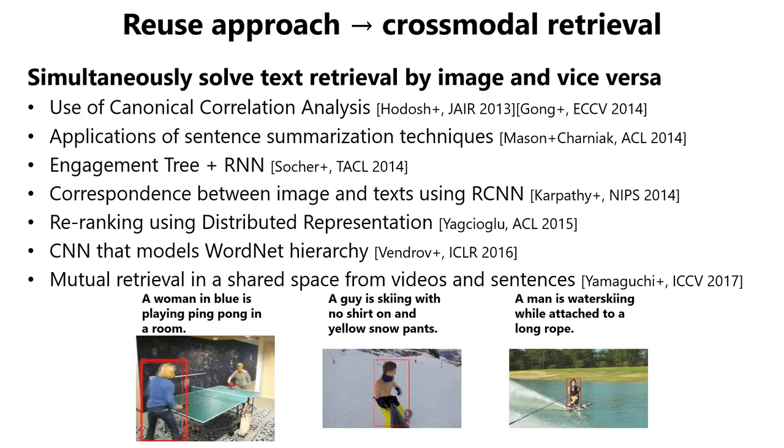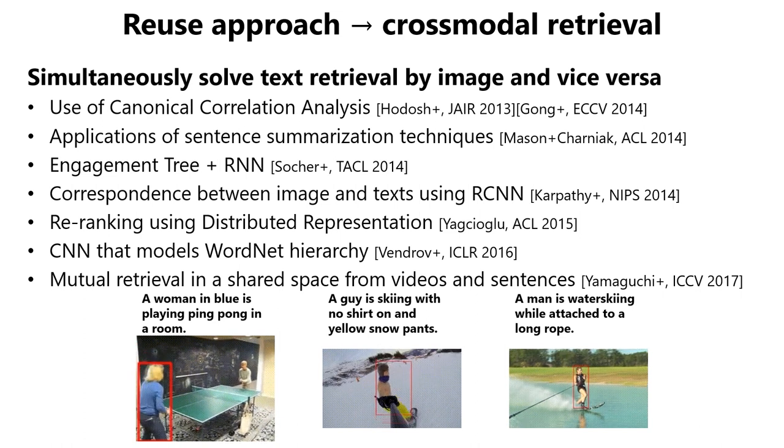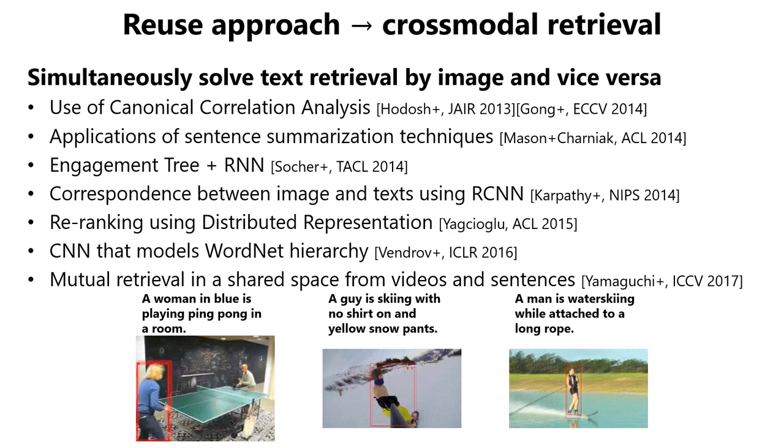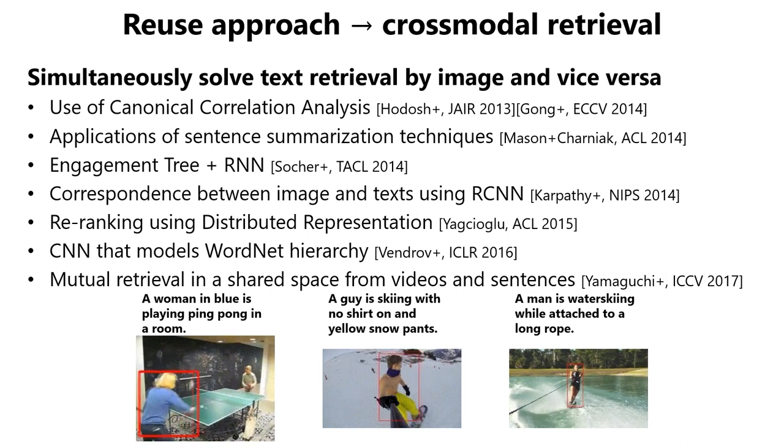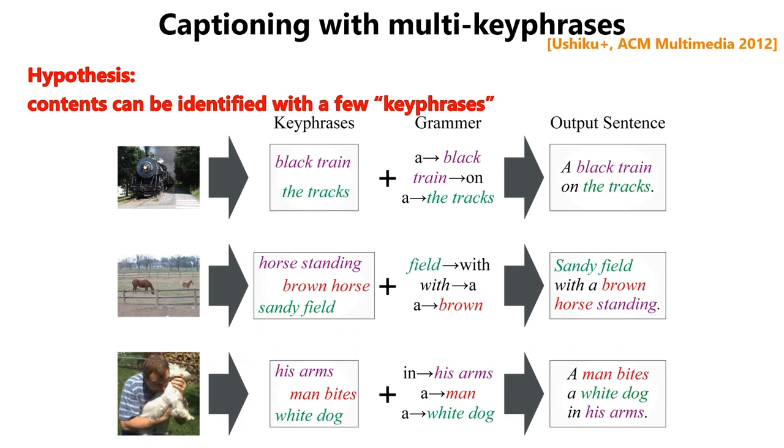Now, as for how to generate a new caption, the following research was done before deep learning. The hypothesis here is that if we generate a few key phrases that describe the image and then use a grammatical model to connect them correctly, the key phrases will contain the important relationships between objects, so all we need to do is connect them correctly and it will become a caption.